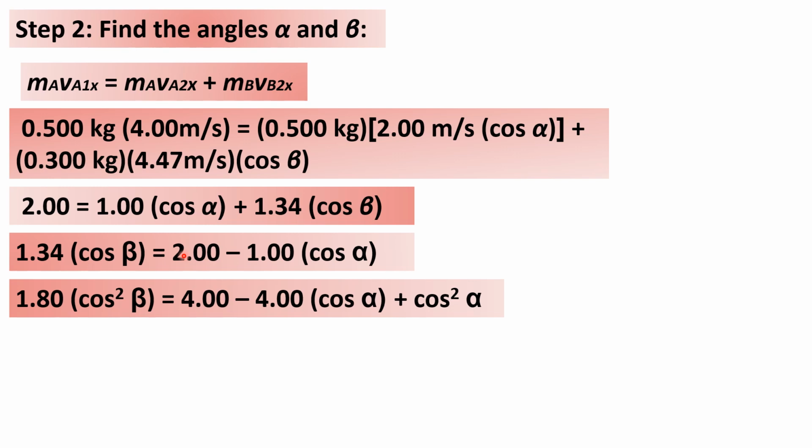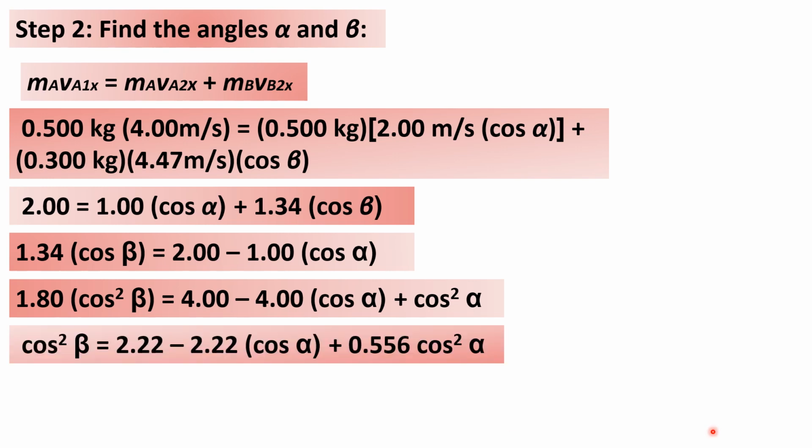When 2.00 is multiplied to 1.00 cosine alpha, you are going to get negative 2.00 cosine alpha, and then you'll be doing that twice. So that's how we got minus 4.00 cosine alpha. And of course, the square of 1.00 cosine alpha is cosine squared alpha. All right. Then what comes after? We simply isolate cosine squared beta by dividing the whole thing by 1.80.